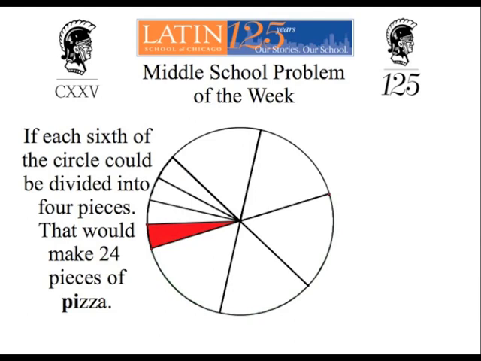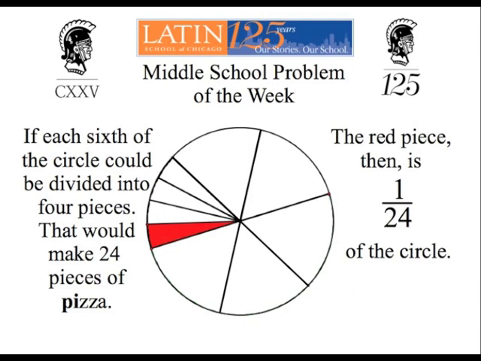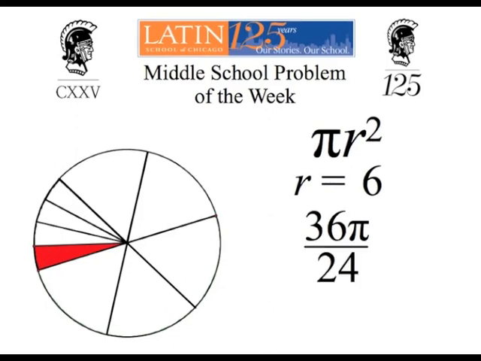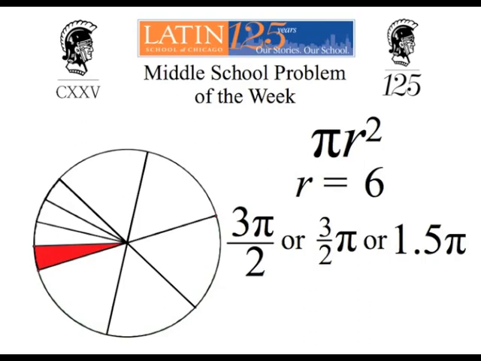And then, since each of those 6 could be divided into 4, 4 times 6 is 24, so that tells us that the red piece is 1/24th of the circle, or of course of the pizza. We look up our formula for the area of a circle, pi r squared. The pizza was a 12-inch diameter pizza, so the radius is 6. Pi times 6 squared makes pi times 36, or 36 pi. We divide by 24 because the red piece was 1/24th of the pizza. Put it in lowest terms. We get 3 pi over 2, which could also be written as 3/2 pi, or 1.5 pi.